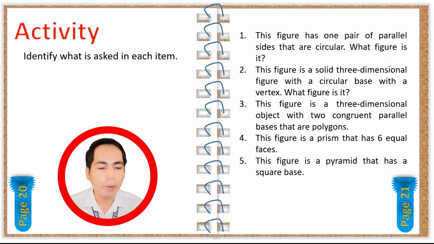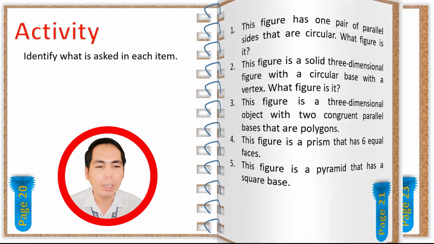And finally, number 5, this figure is a pyramid that has a square base. Remember that a pyramid is named according to its base. Since this pyramid has a square base, this pyramid is called a square pyramid. So I hope that you got all answers checked for our activity number 1.